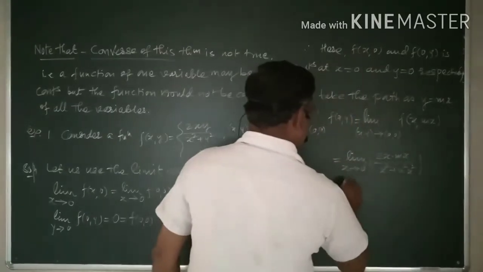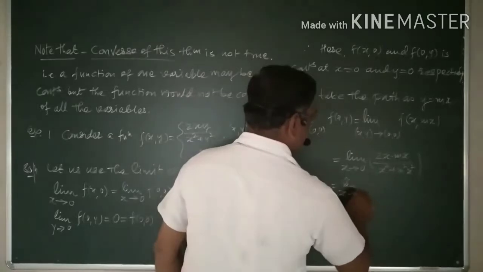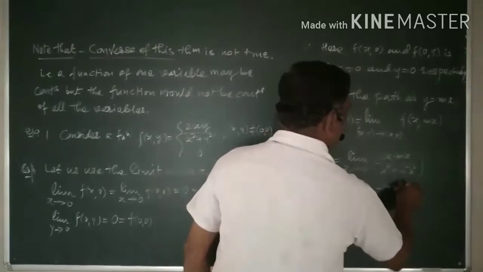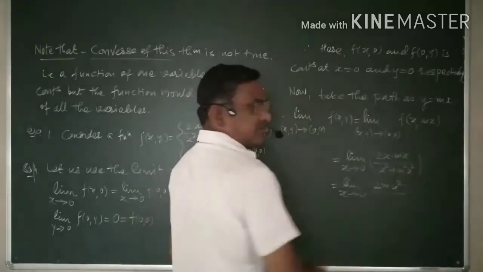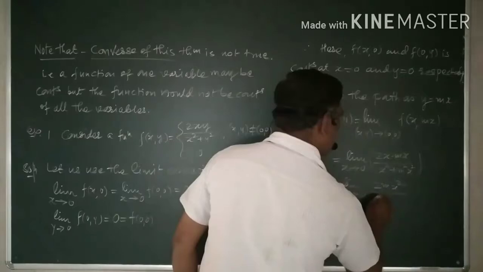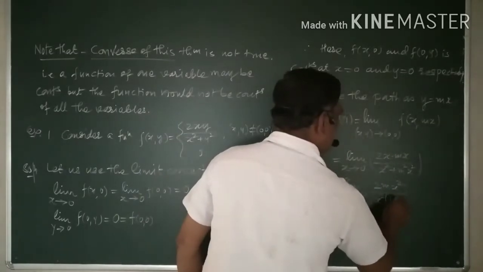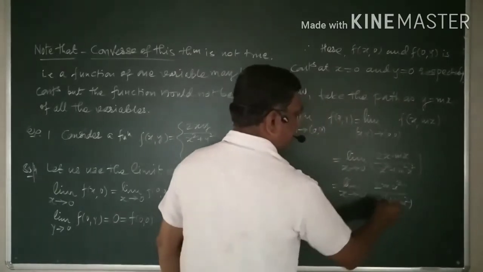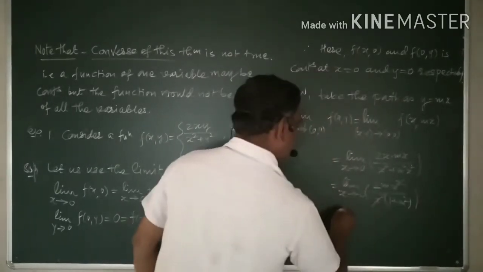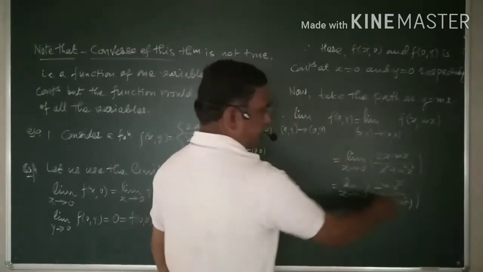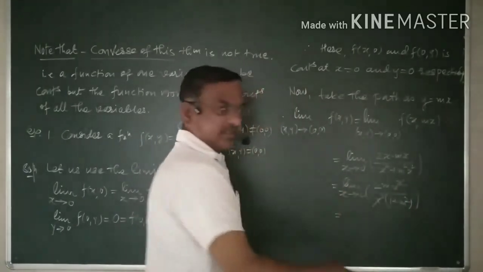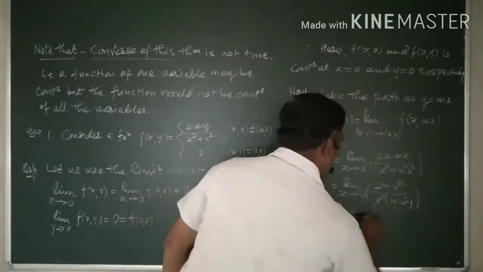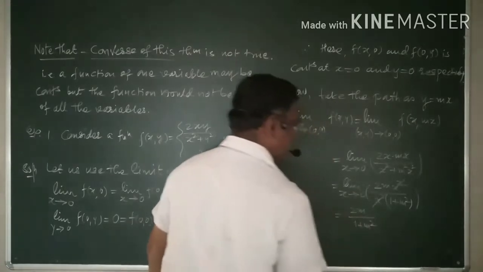Which is equal to further, the limit as x tends to 0 of 2m x square divided by x square, since x square is common, we can take it outside, so x square times (1 plus m square), and this x square cancels with this one. So what you get is 2m over 1 plus m square, which is independent of x, and hence its limit comes out to be 2m over 1 plus m square.